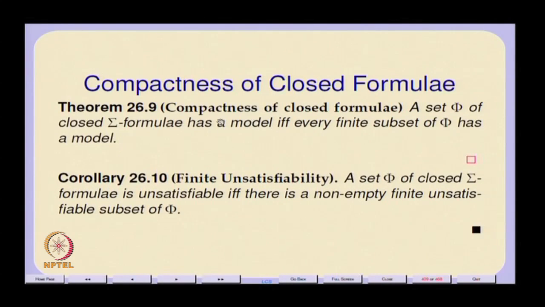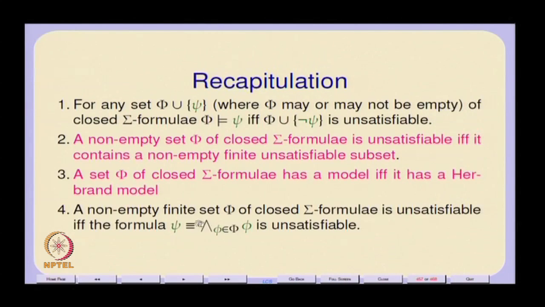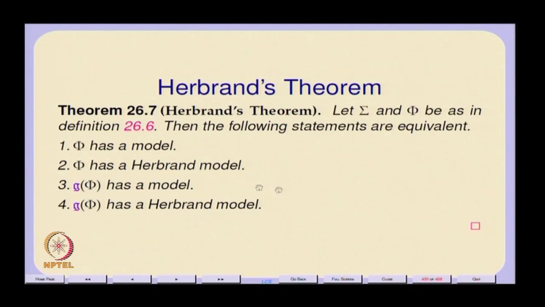So a set of sigma closed formulae has a model if and only if every finite subset of sigma has a model. So it does not have a model if and only if there is at least one finite subset which does not have a model. So from compactness you get your finite unsatisfiability result for closed formulae. Then a set phi of closed sigma formulae has a model if and only if it has a Herbrand model.